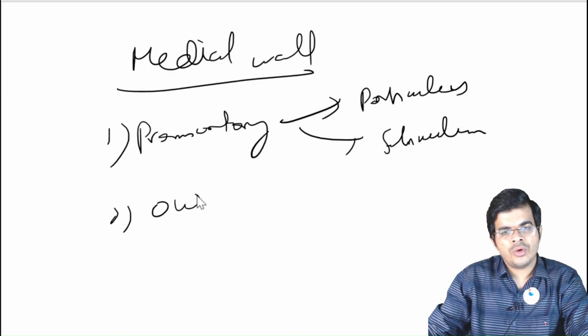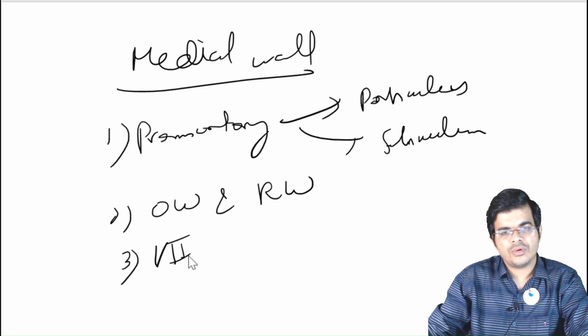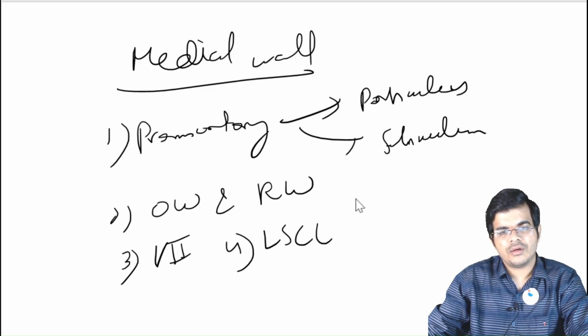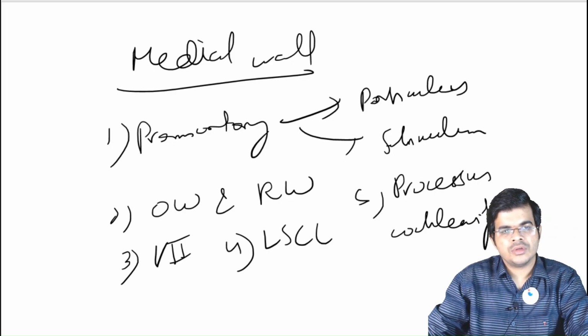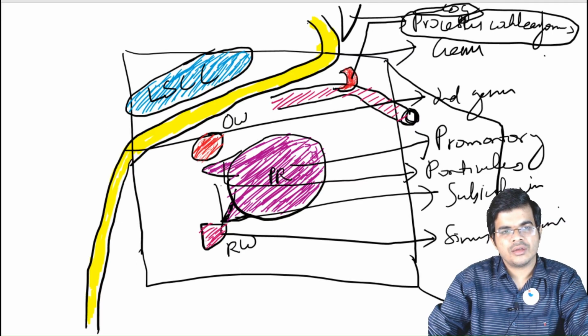Then you have the oval window and round window, and you have the facial nerve, you have the lateral semicircular canal, you have the processus cochleariformis. Now, have I left out anything?